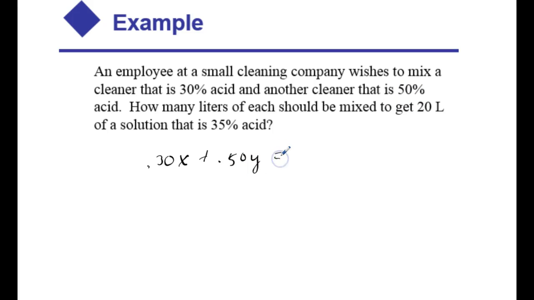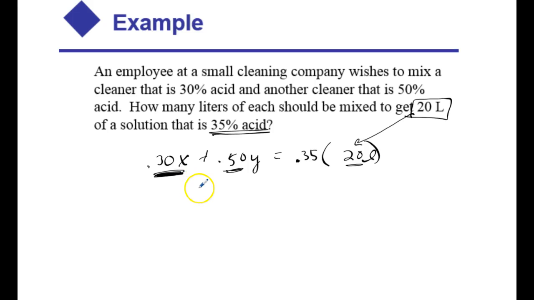And that's going to equal 35% of the total. And the total is 20 liters. So I don't know how many, but it's 30% of acid X, 50% of acid Y, and when you mix these, it should be 35% of the total liters. Well, that's one equation. The other equation has to do with just the total. I know that X plus Y, the total number of liters, is 20, would be a second equation.